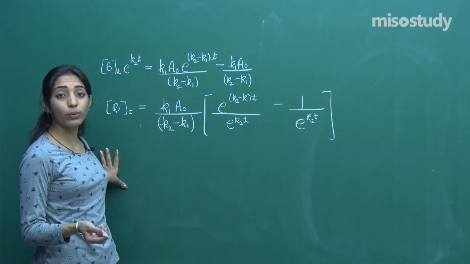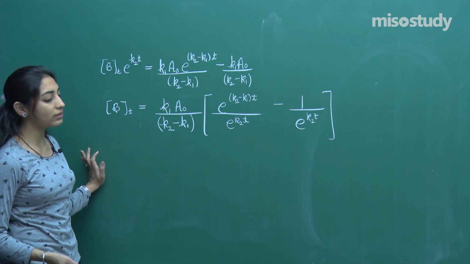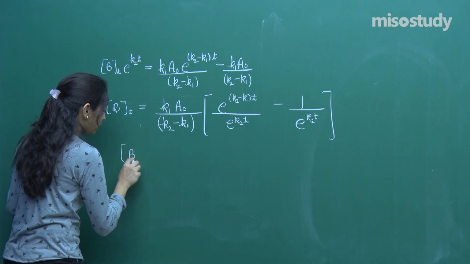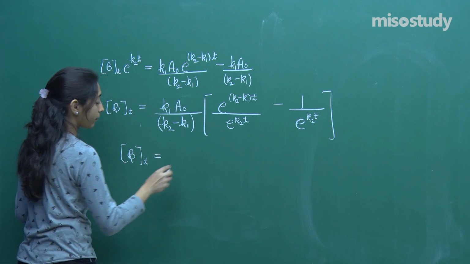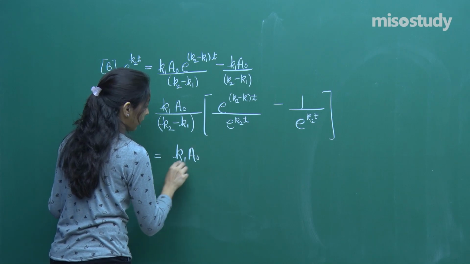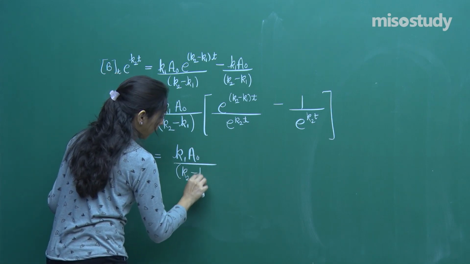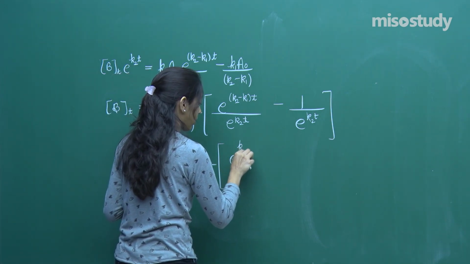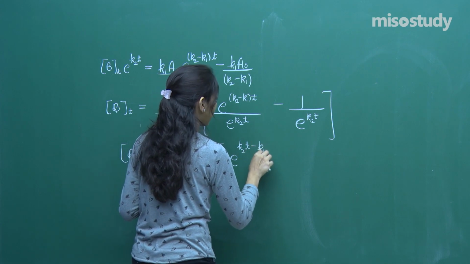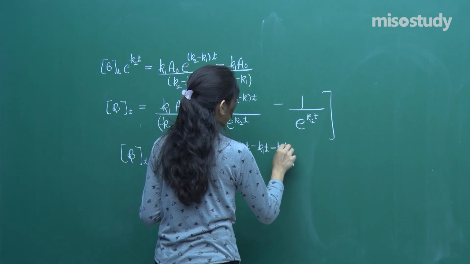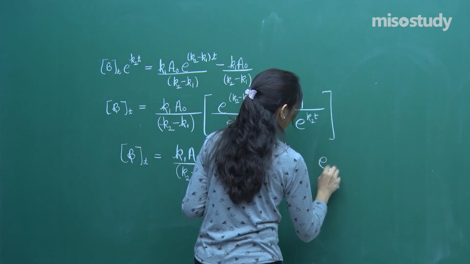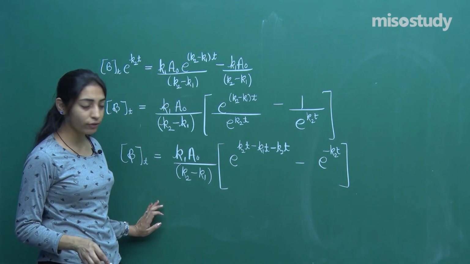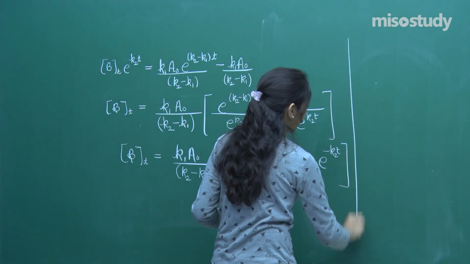But still we have not got the simplest result, so we can do the simplification once again. So we'll say the concentration of B at time t will be k1 a naught divided by k2 minus k1. We have e raised to the power k2t minus k1t minus k2t, minus e raised to the power minus k2t. So something like this you would have got.